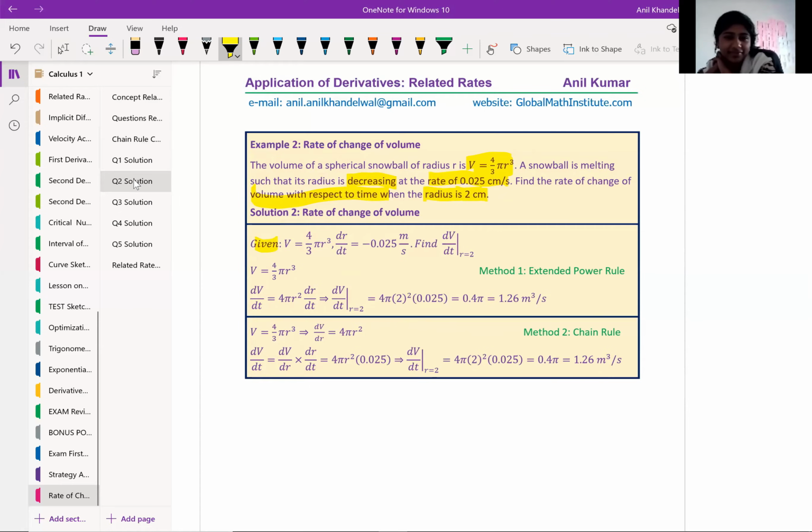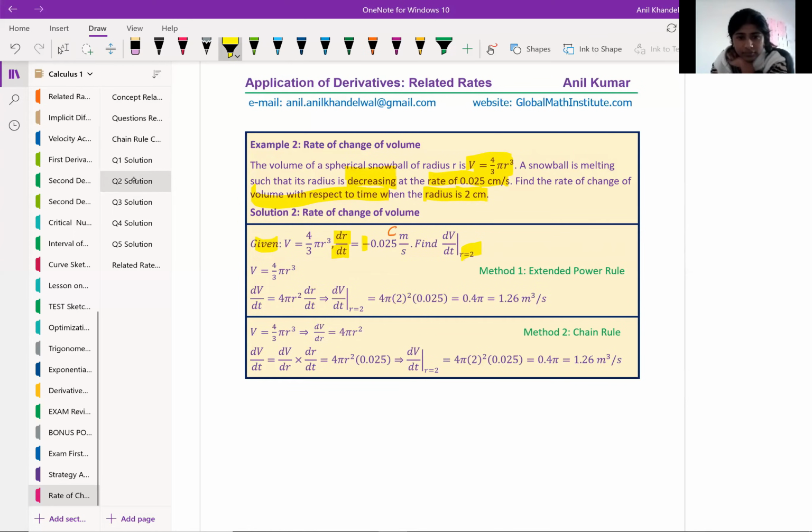So see if that makes sense. What is given to you? Volume is given to us as 4 by 3 pi r cube. Rate of change of radius with time is given to us, negative because it is decreasing. Do you understand? Going down, it's decreasing, negative 0.025 centimeters per second. Oh yes, centimeters, I wrote it meters here by mistake. It is centimeters per second. And you need to find the rate of change of volume, which is dV/dt, at r equals 2.